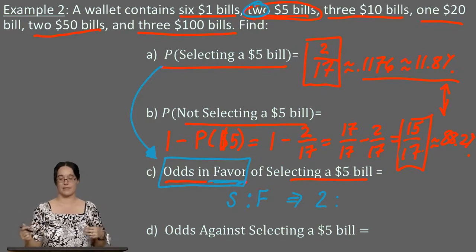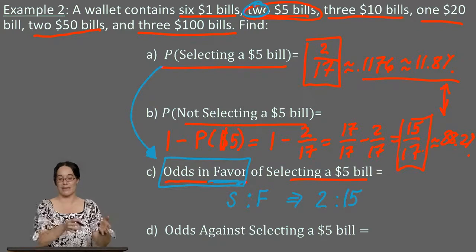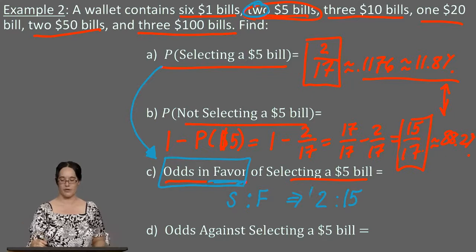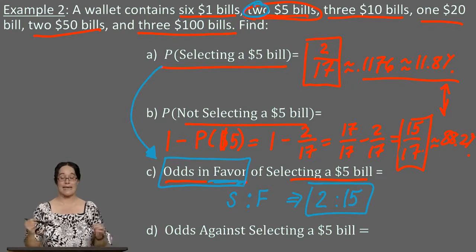Wouldn't that be 17 minus the 2 that I've already used? So 15. And in fact, you can add them up, right? Look at all the components in the wallet. 15 of them are not $5 bills. So 2 to 15 would be the odds in my favor of selecting a $5 bill.